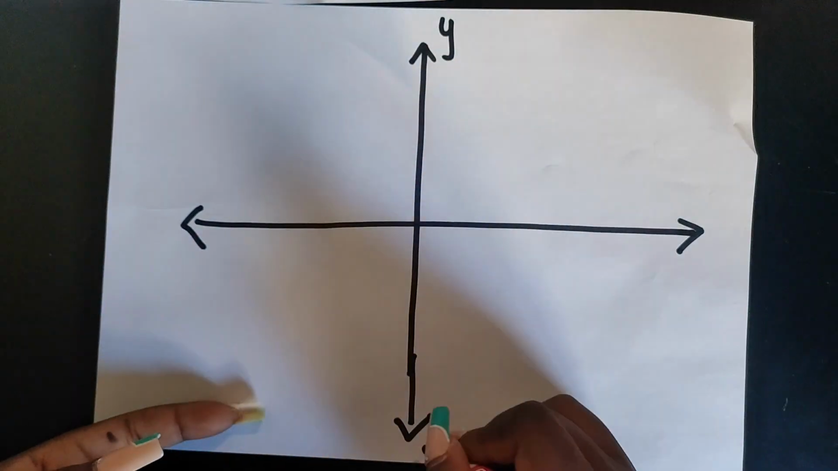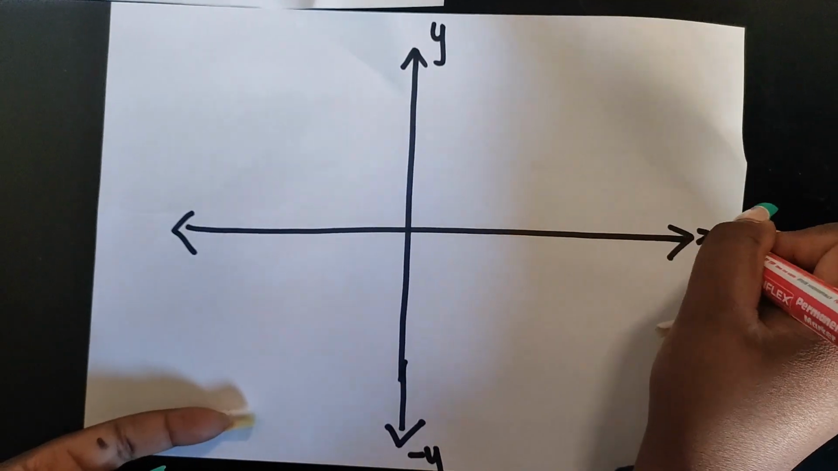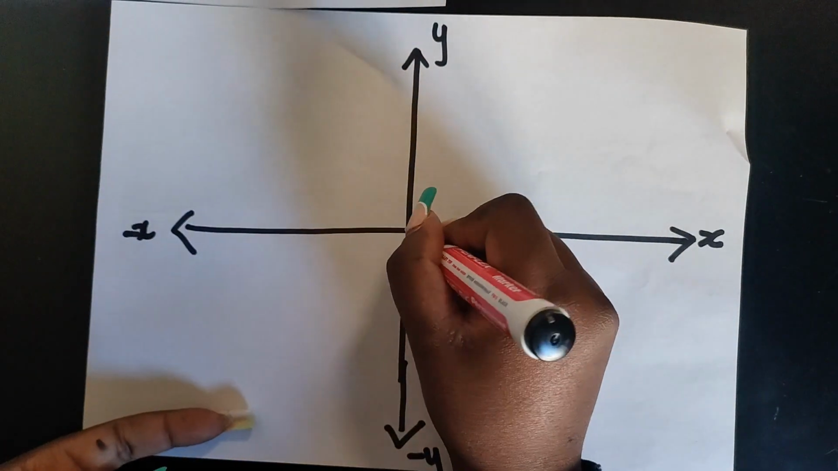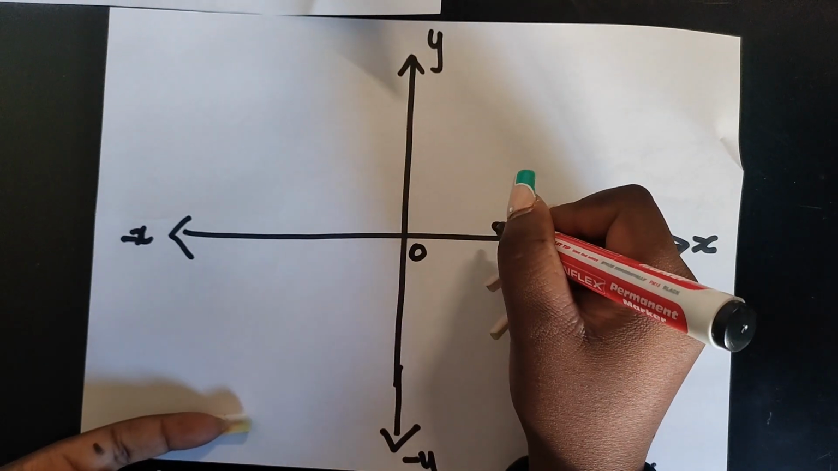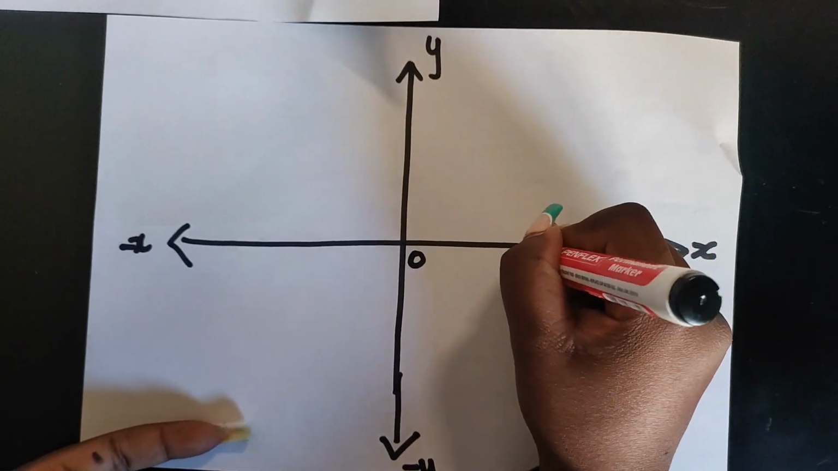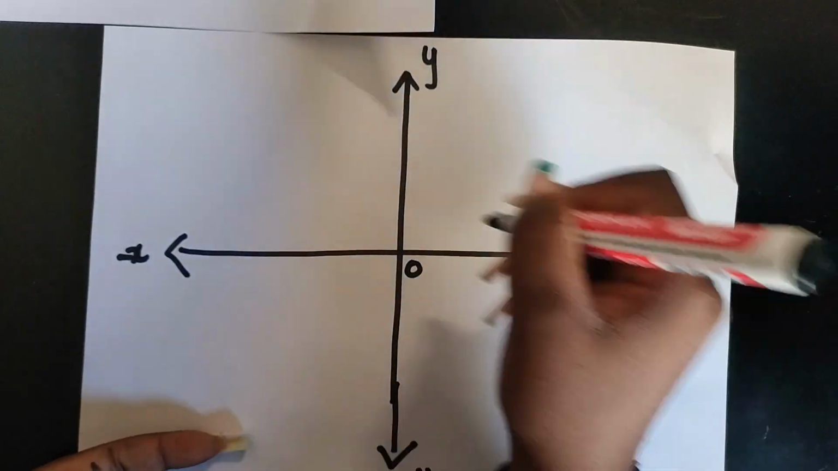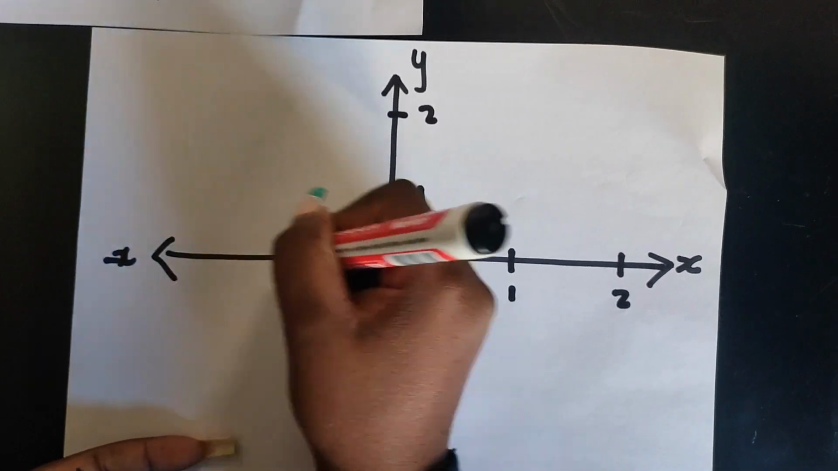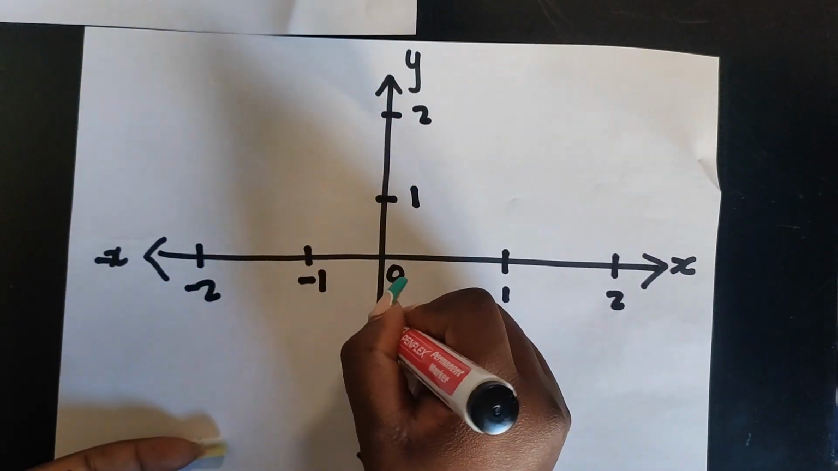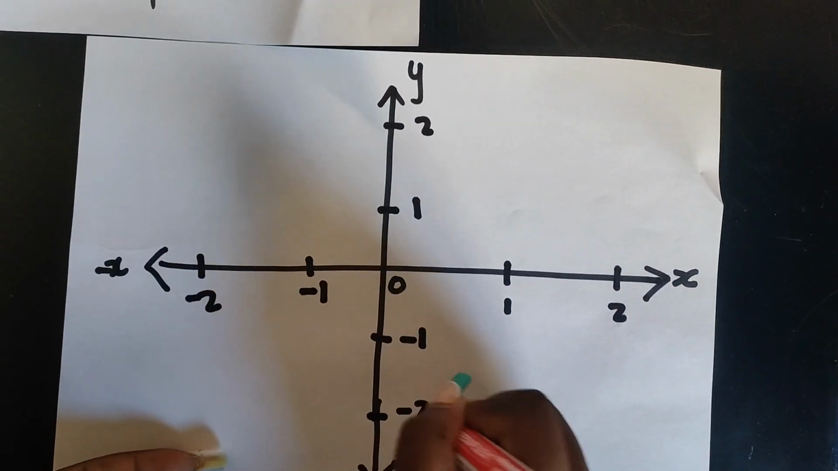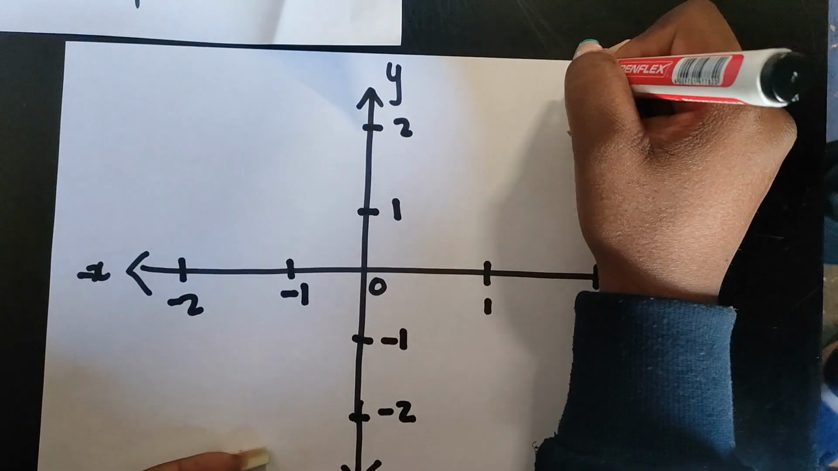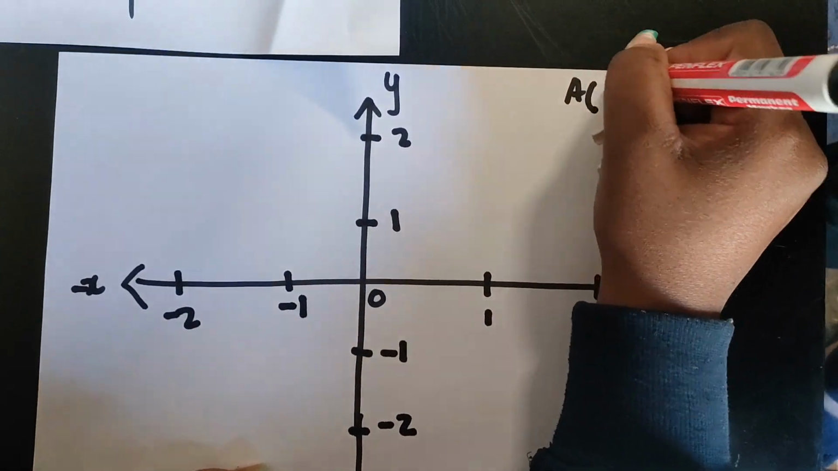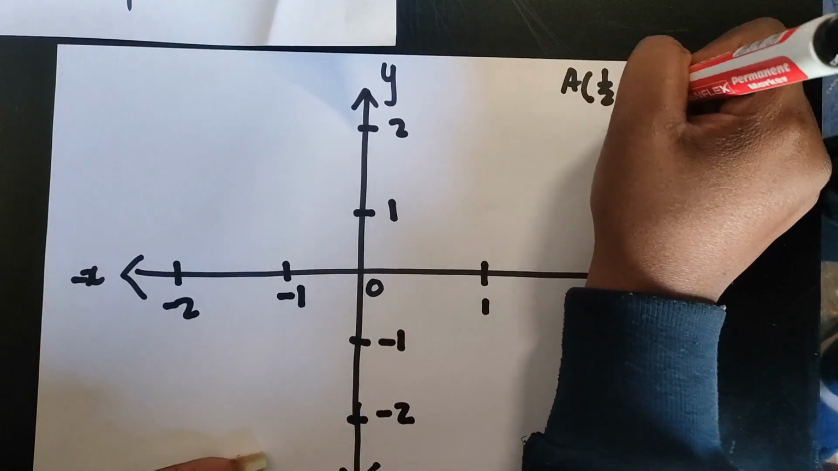That's our positive y, that's our negative y, that's our positive x, that's our negative x, that's our 0. So 0 and 1. So let's put our 1 here. Let's put our 2. That is -1. This is -2. Point A is 1/2 and 0.